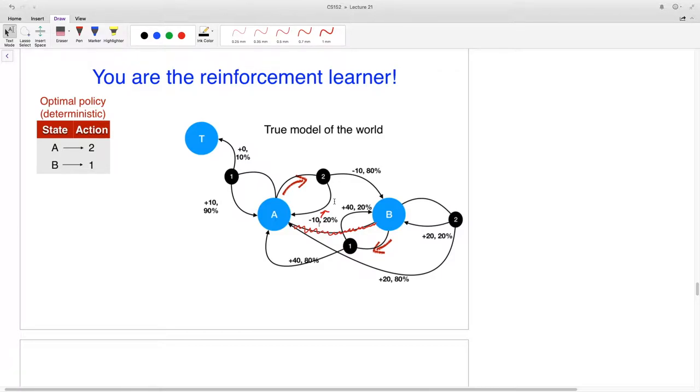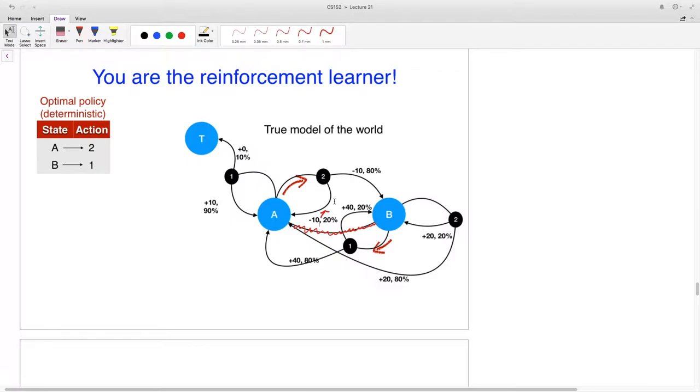So if we follow the optimal policy, what reward can we expect? If we have no discount factor, an infinite reward, right? Because we know how to avoid terminating, and we also know that any of our cycles are positive, so we don't end up ever negative.